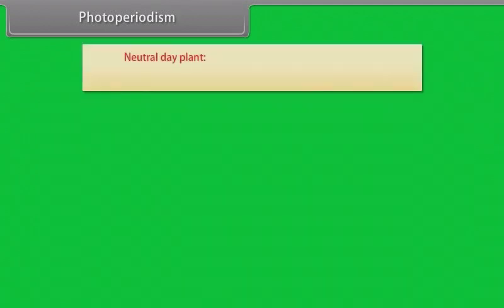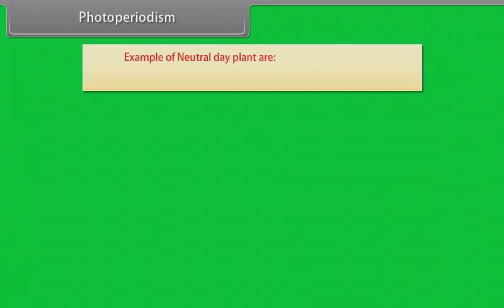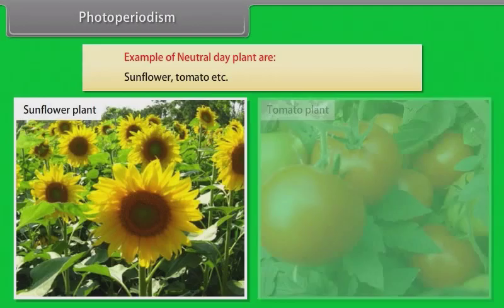Neutral day plants. These plants flower regardless of the exposure of light. Examples of neutral day plants are sunflower, tomato, etc.